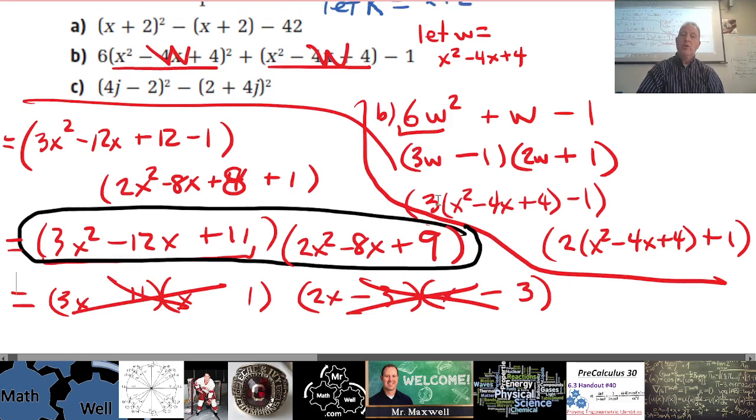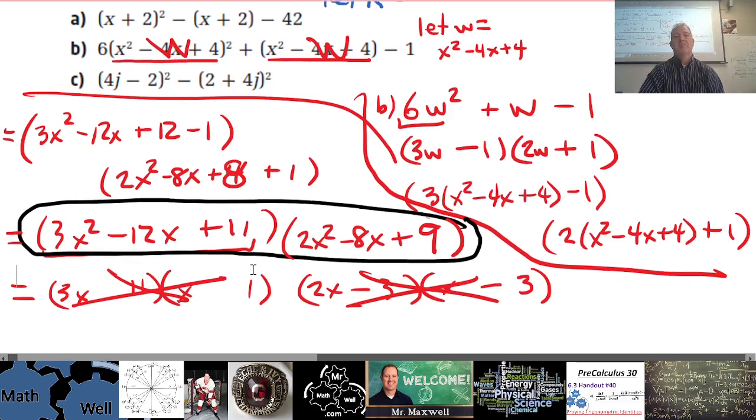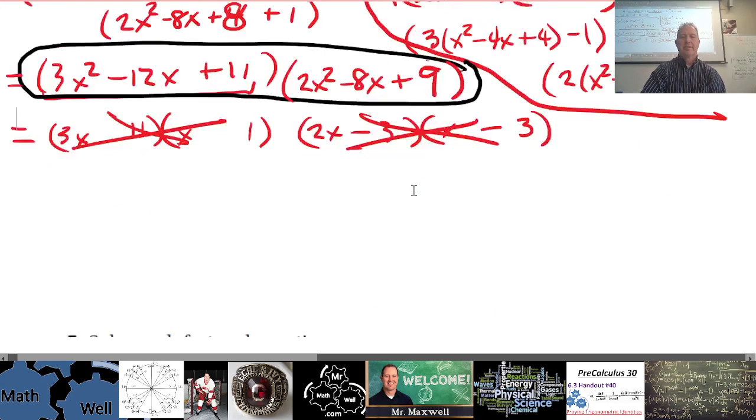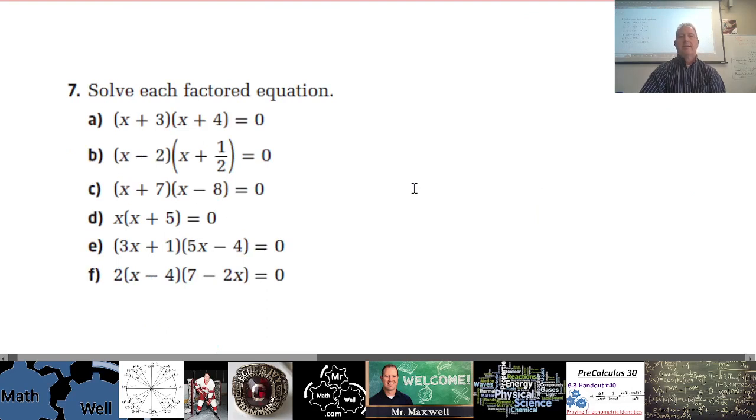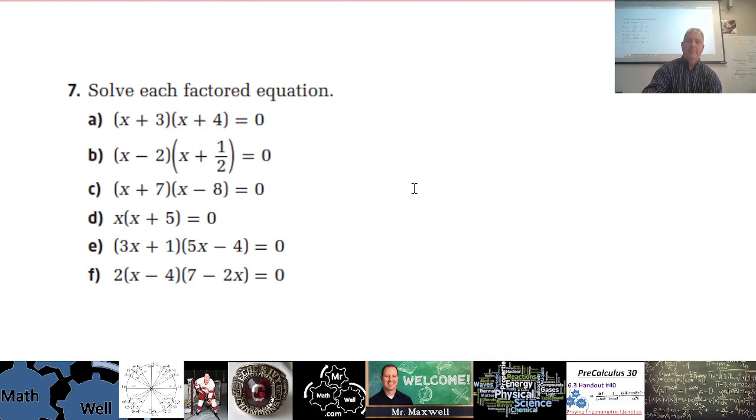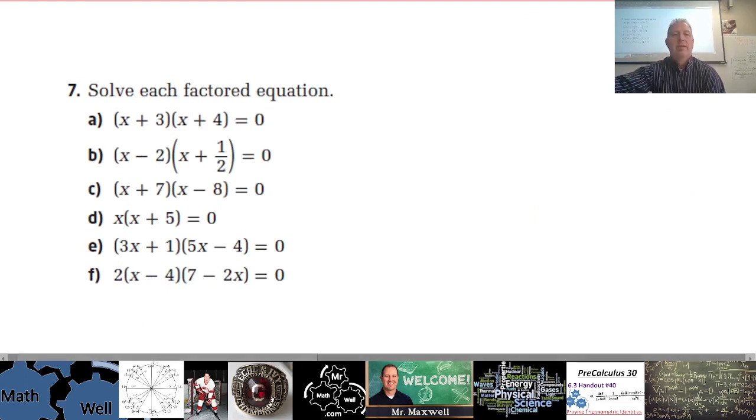All right, so you've got to try to factor those, but if you can't, then that's that. Okay, guess what? 7's easy. 7's easy. Ready? Solve. This is already factored. What are the solutions? X equals?